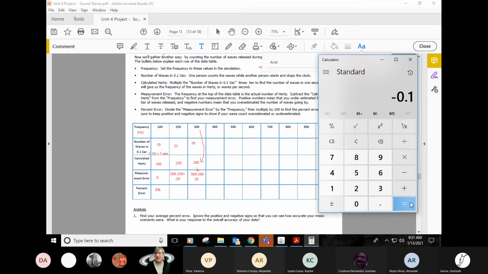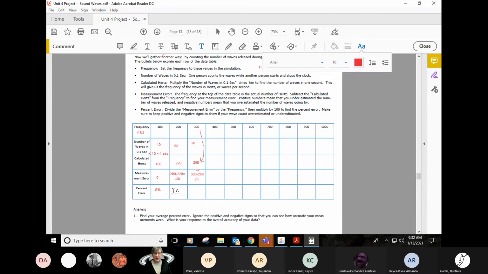But that's not a percentage yet. To change this to a percentage, I have to multiply by 100. Just like there's 100 cents in a dollar, percent means it's out of 100. Now there's my answer. I was negative 10%. In other words, I overestimated by 10%. The actual answer was 10% less than my measurement. So I was off by 10%.